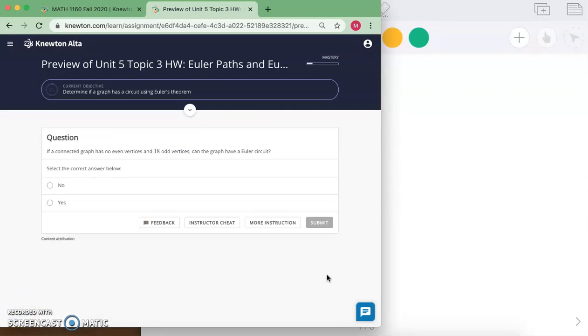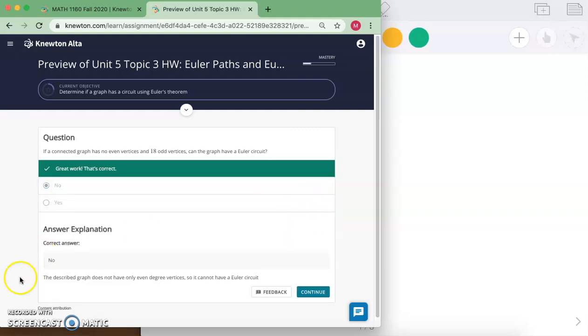All right, so next one: if a connected graph has no even vertices and 18 odd vertices, can the graph have an Euler circuit? No, because you can't have any odd vertices to have an Euler circuit. So the answer would be no. Great work.